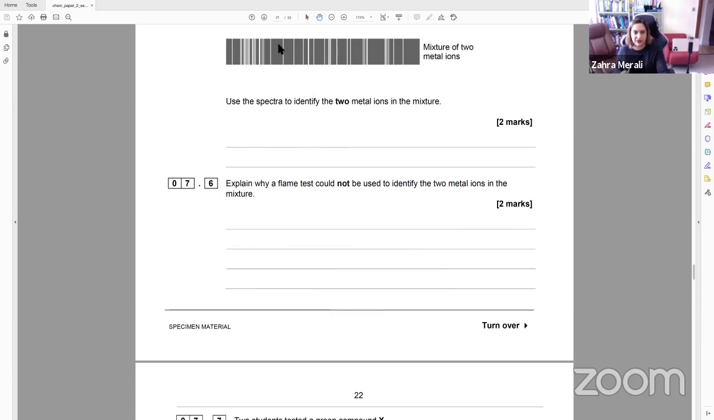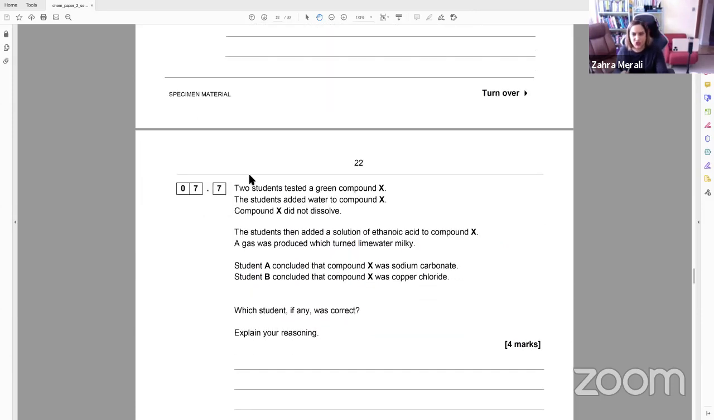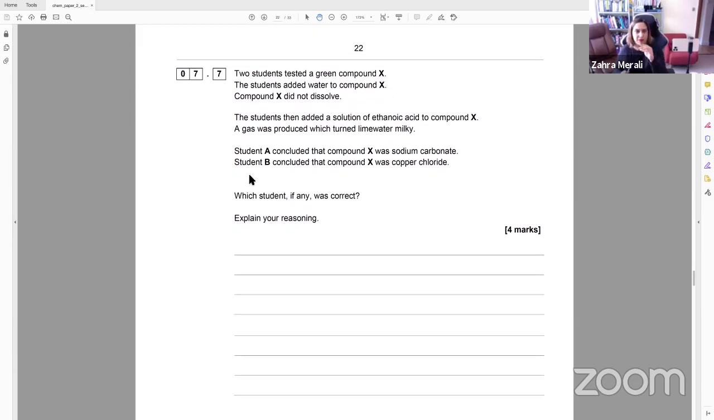Okay, so the very last bit of this question is, two students tested a green compound X. The students added water to the compound X and it didn't dissolve. The students then added a solution of ethanoic acid. A gas was produced which turned lime water milky. So the minute you see that, you're thinking, okay, carbon dioxide. Student A concluded compound X was sodium carbonate, and student B concluded it was copper chloride. Which student, if any, was correct? Explain your reasoning.